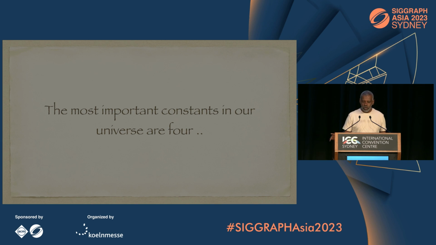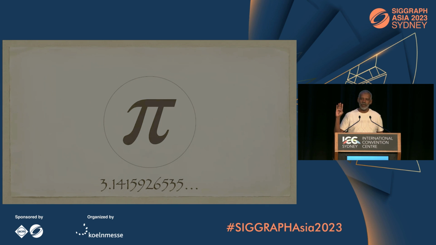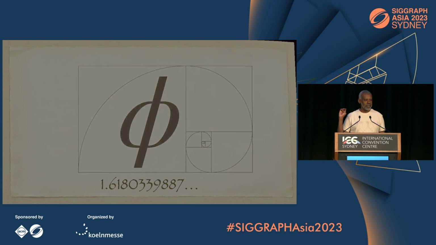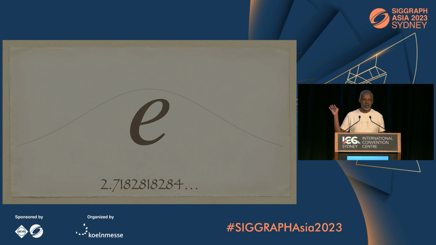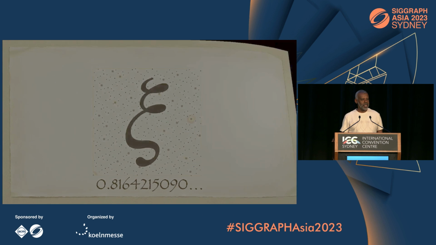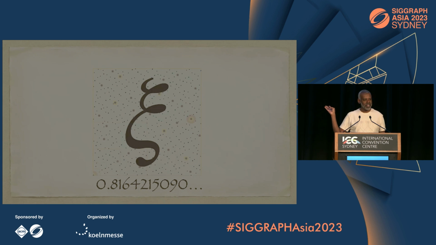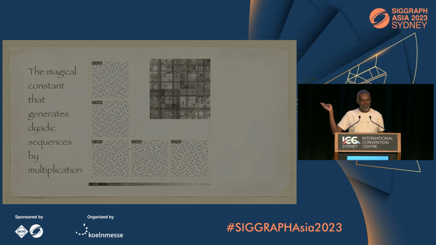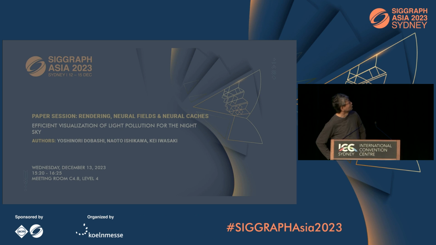The most important constants in our universe are 4. P, also known as pi, for the circle. Phi, the golden ratio. Maybe many of you know it. E, Euler's constant. And Z, this is our constant. This is a magical constant that converts the generation of low discrepancy sequence into multiplication. So come to our talk tomorrow to see.